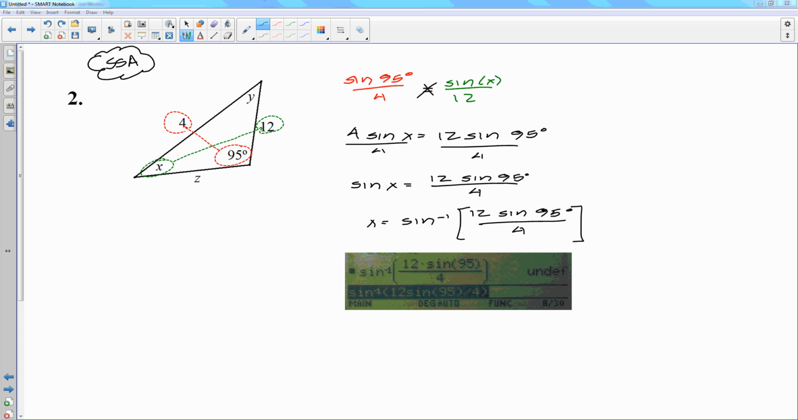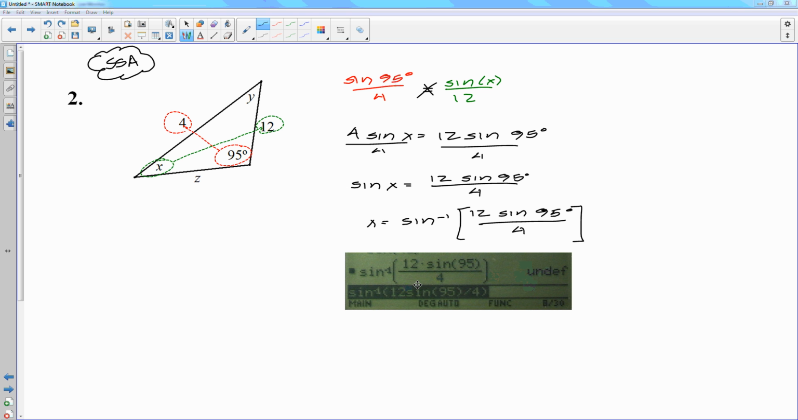All right, here we go. This problem did something very interesting. I cross-multiplied, and I divided by the 4, and I ended up doing the inverse sine of all of this stuff. And my calculator returned undefined. It says some kind of error message.